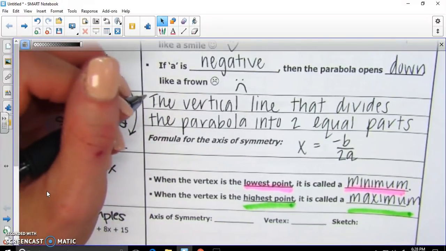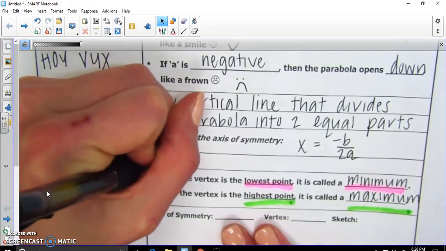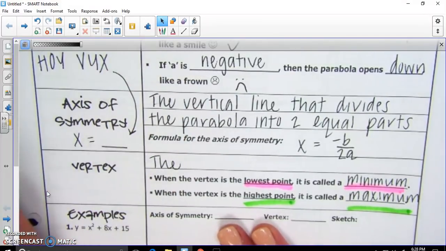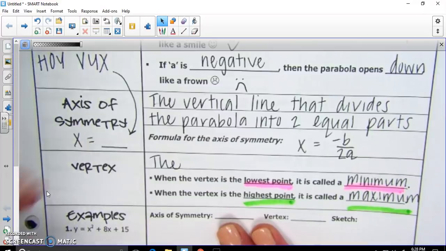And the vertex, it's just a point, it's not a line. It's the turning point of the parabola, so it's when the graph starts to change direction.